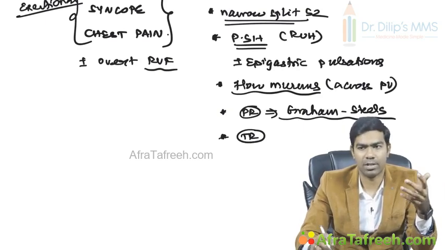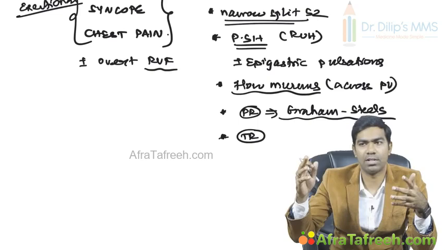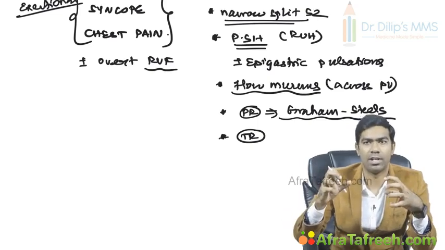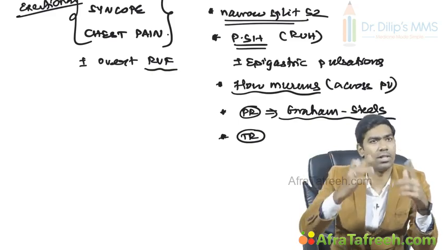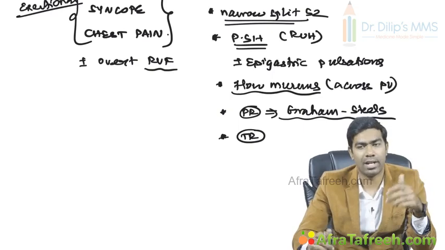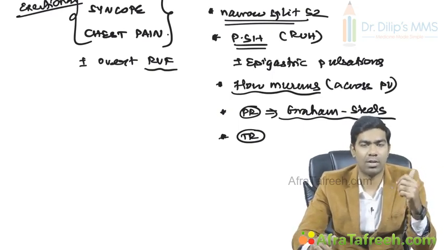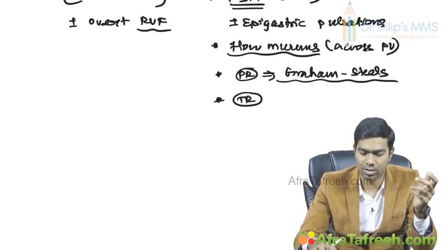Other additional findings, you might have TR, tricuspid regurgitation. That is again due to severe pulmonary hypertension, where the blood, instead of moving into the pulmonary vessels because of the very high pressure generated by the right ventricle, cannot be pushed into the pulmonary artery, but is instead pushed back into the right atrium by regurgitation. So that is what we call tricuspid regurgitation, TR. That's also very common in severe cases of pulmonary hypertension.